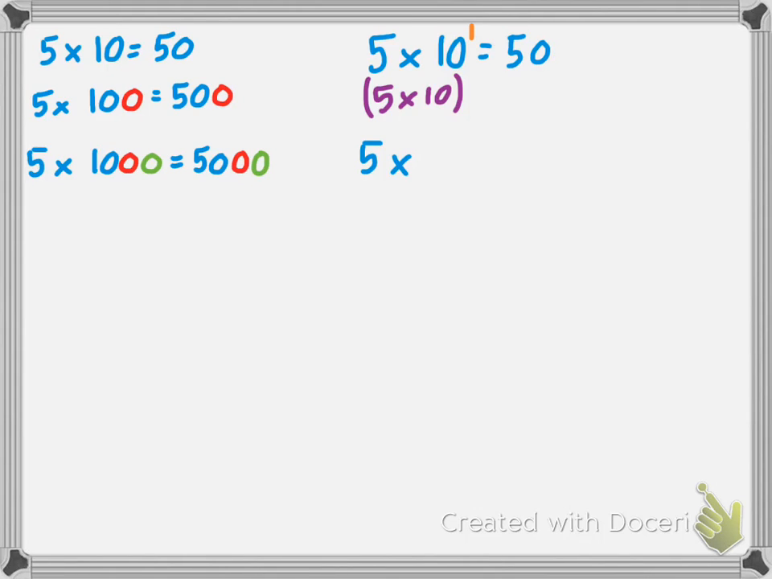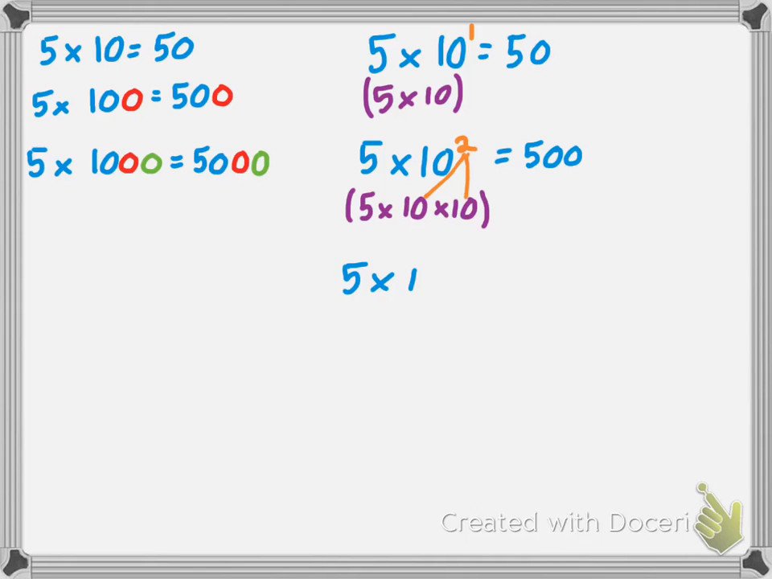If I go to my second one, I have 5 times 10 to the second power. It means I'm going to have 10 times 10. I'm going to use 10 twice because of the second power. Well, I know that 10 times 10 is 100. 5 times 100 is 500.